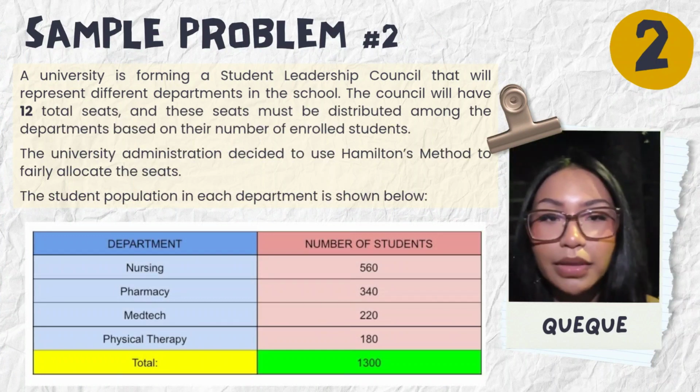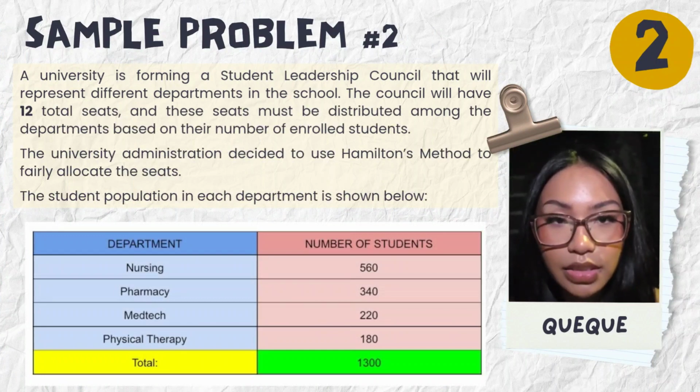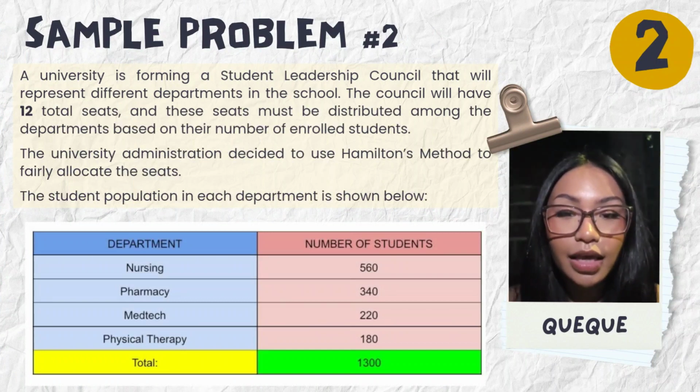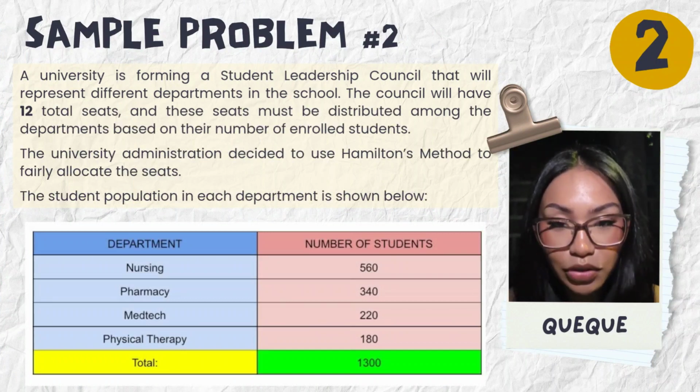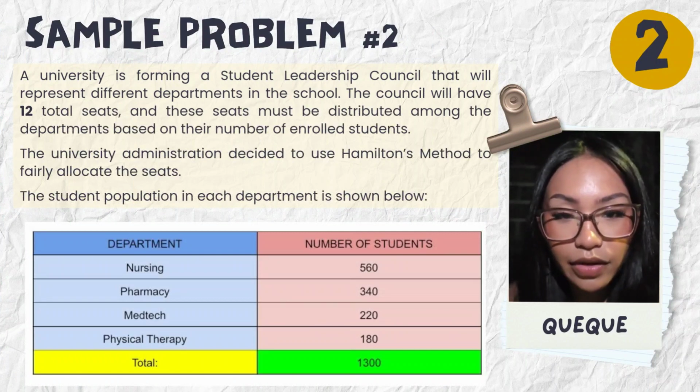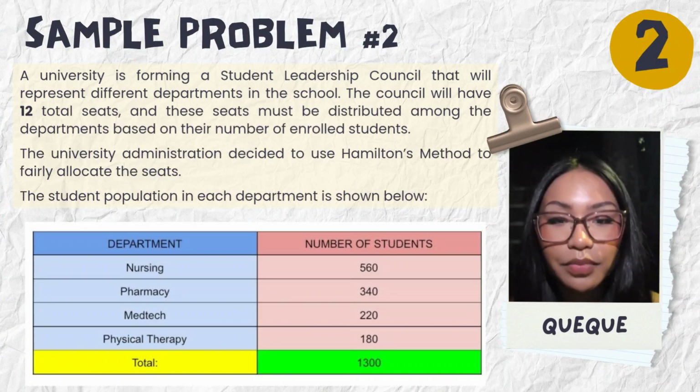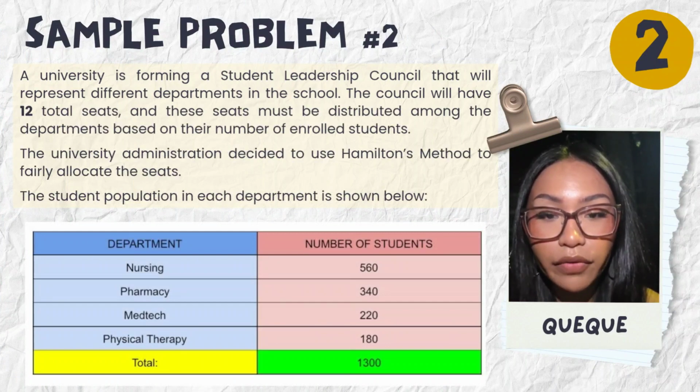In each department, nursing has 560 students. The Department of Pharmacy has 340 students. MedTech has 220 students, and Physical Therapy has 180 students. A total of 1,300 students.